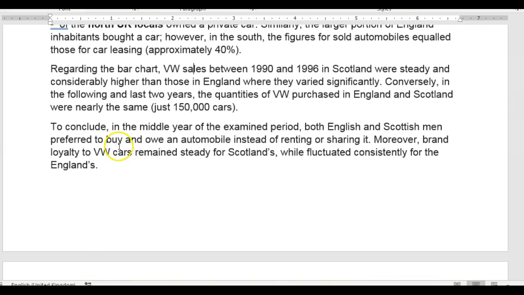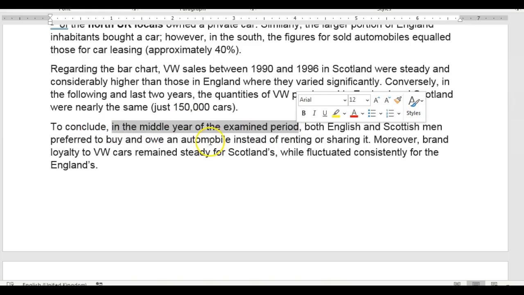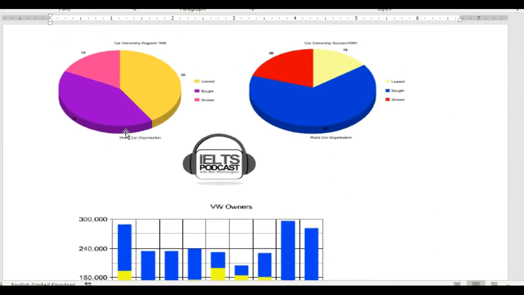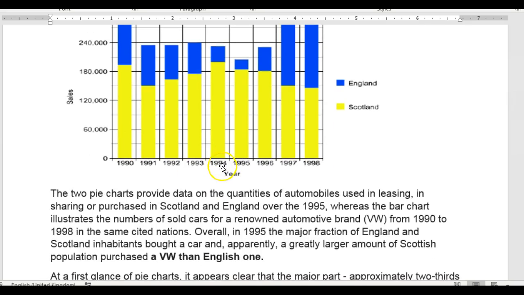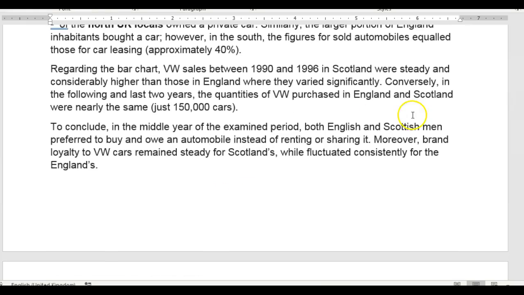Very good highlights too. To conclude, in the middle year of the examined period, I would rather say the year rather than using 1, 2, 3, 4, 5, 6, 7, 8 words. You can say in which year? Which year? Not sure. 1994 or something like that. Again, I'm not sure what you mean by the middle year. Indicate the year. Both English and Scottish drivers, I would say, or no, drivers, because if you say men, it means women don't drive cars. I wouldn't say so. Prefer to buy and own an automobile instead of renting or sharing it.